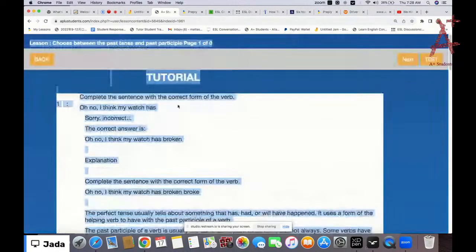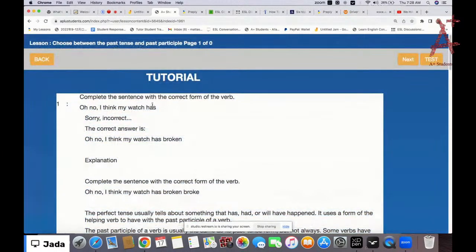Okay, so let's look at the question again. I think my watch has broken, or I think my watch has broke, or I think my watch has break. So which is suitable? The past participle broken is the perfect answer here.